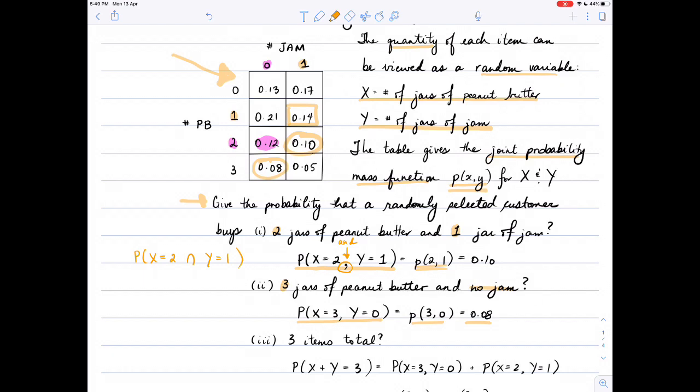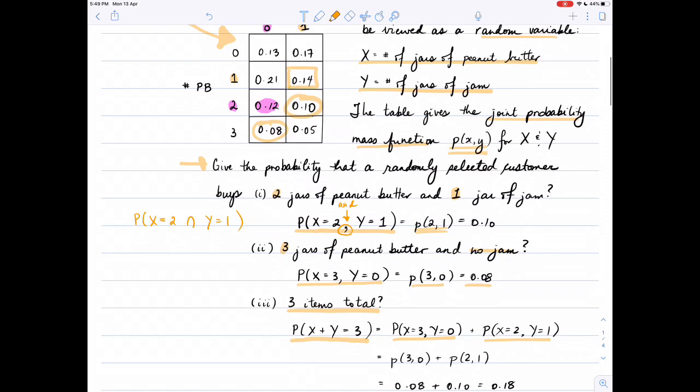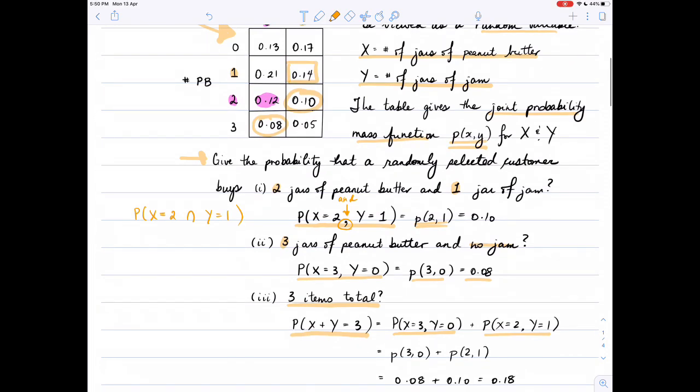What if I ask something a little bit more involved? What is the probability that a customer buys 3 items total? In terms of x and y, that would be the probability that x plus y equals 3. Well, there's more than one way that can happen. X could be 3 and y could be 0, or x could be 2 and y could be 1. So we take those two values, p(3, 0) and p(2, 1), and add them up to get our answer.